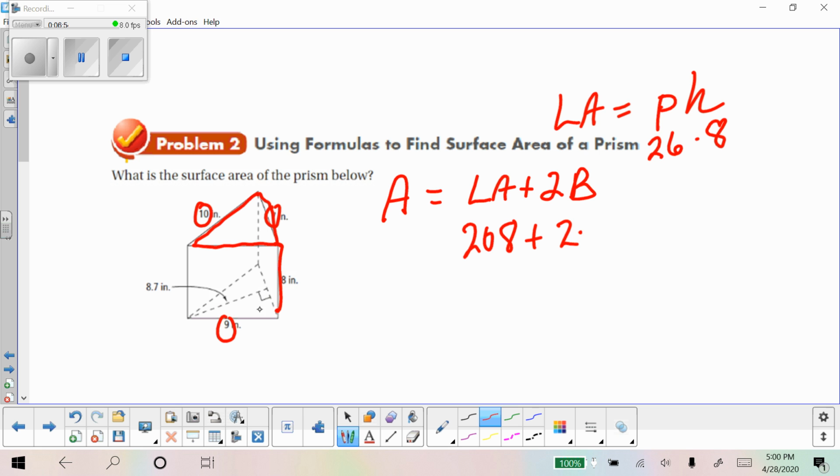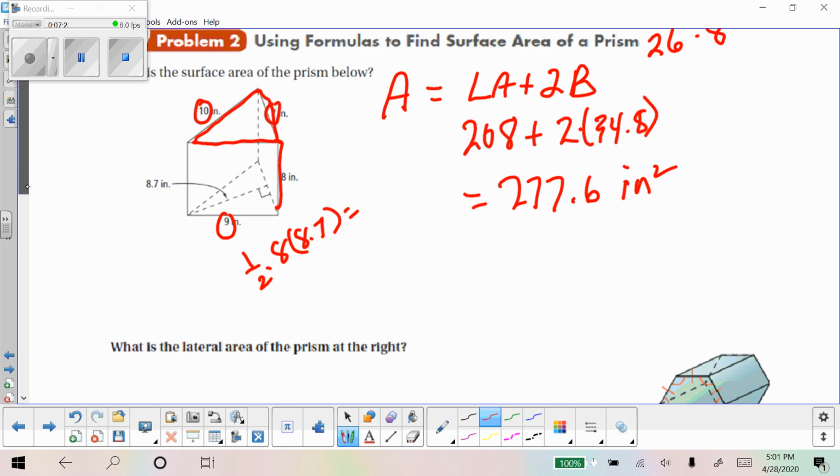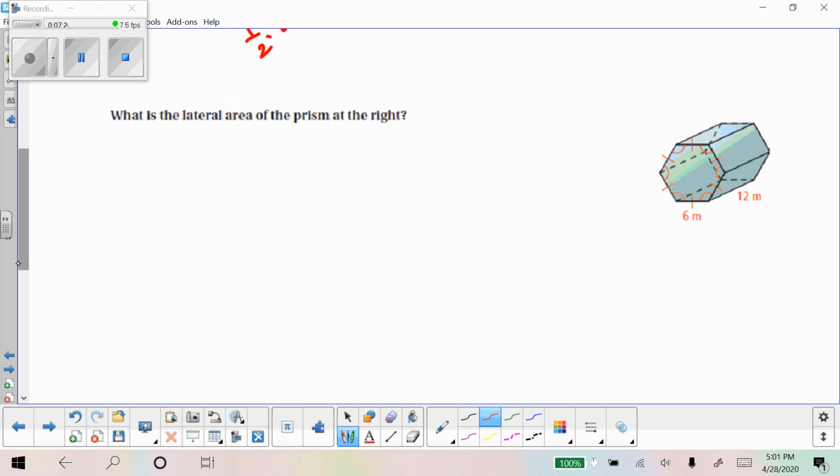Now it's giving you the height is 8.7 and the base is 8. It's a triangle. So we're going to do 1/2 times base times height, which is 34.8. And then add those 2 together and you have the total surface area. And that gives you 277.6 square inches. All right, go ahead, you try that.